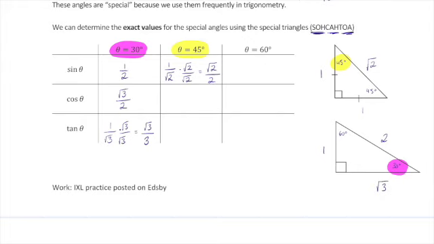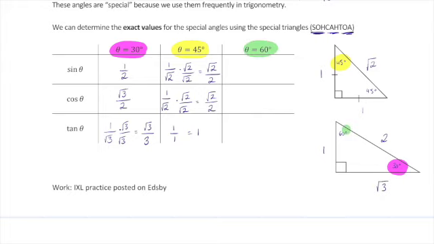Cos will do the same thing, and you end up with the same answer because the adjacent side and the opposite side are both 1. That's why it didn't matter which 45-degree angle I chose. So 1 over root 2, multiplied by root 2 over root 2, and we'll get the same answer, root 2 over 2. And last but not least, tan is opposite over adjacent, so we get 1 over 1, which just equals 1.